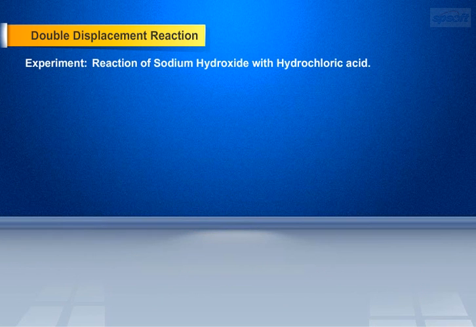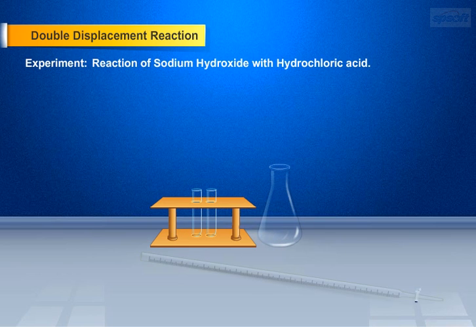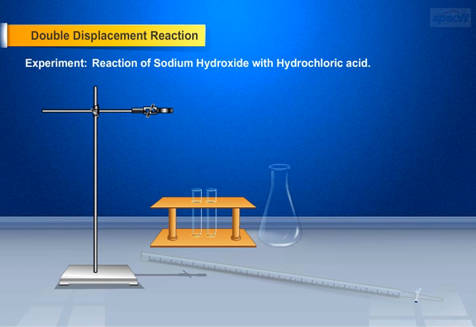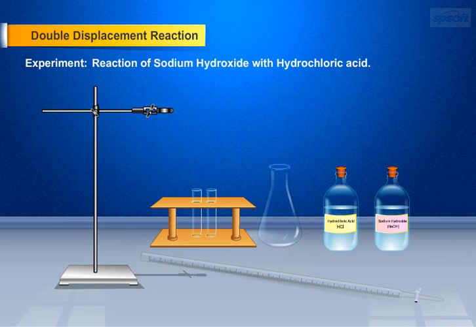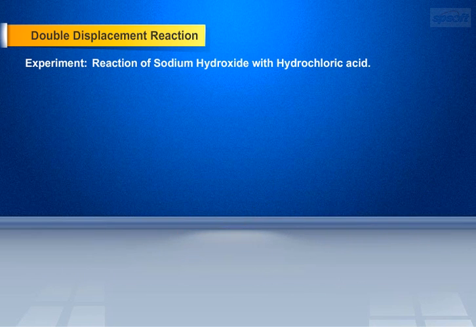Let us do one more experiment to understand double displacement reaction. The experiment is reaction of sodium hydroxide with hydrochloric acid. The apparatus required are test tube, conical flask, burette. Chemicals required are dilute hydrochloric acid, dilute sodium hydroxide, and phenolphthalein solution. A precaution to be followed during the experiment is: hydrochloric acid is corrosive in nature. So, take dilute hydrochloric acid, which is one that contains much more water in it. Let us start the experiment.